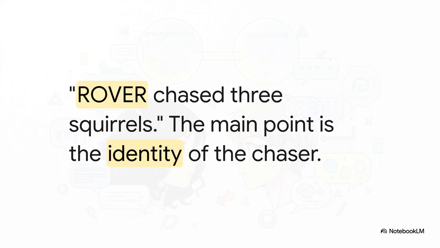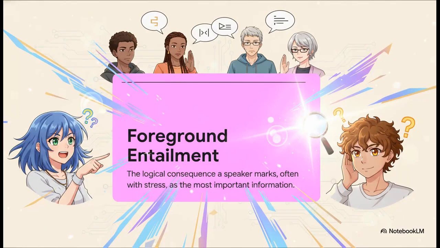But watch this. If I just shift the stress and say, Rover chased 3 squirrels, the whole focus of the sentence changes. Now, the main point is the identity of the chaser. The background information is that somebody chased 3 squirrels, and the new, important information, the point of my sentence, is that it was Rover. And of course, there's a technical term for this. It's called the foreground entailment.